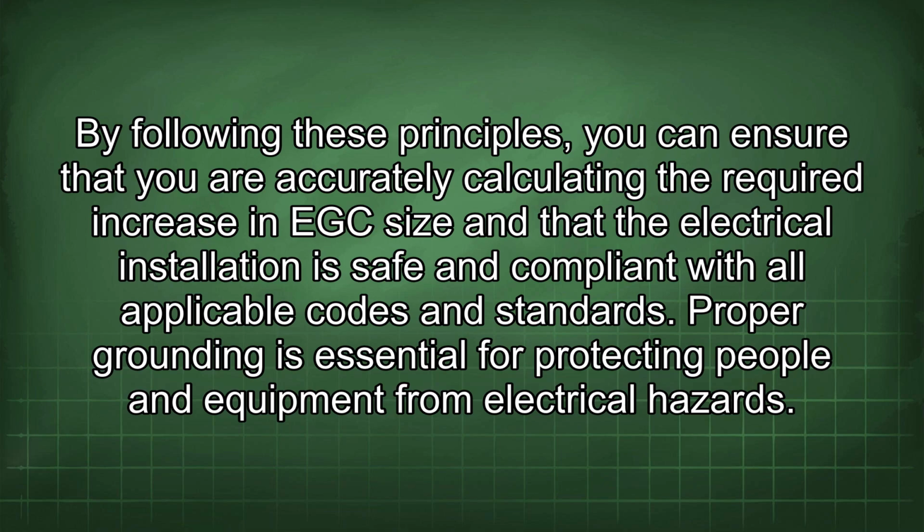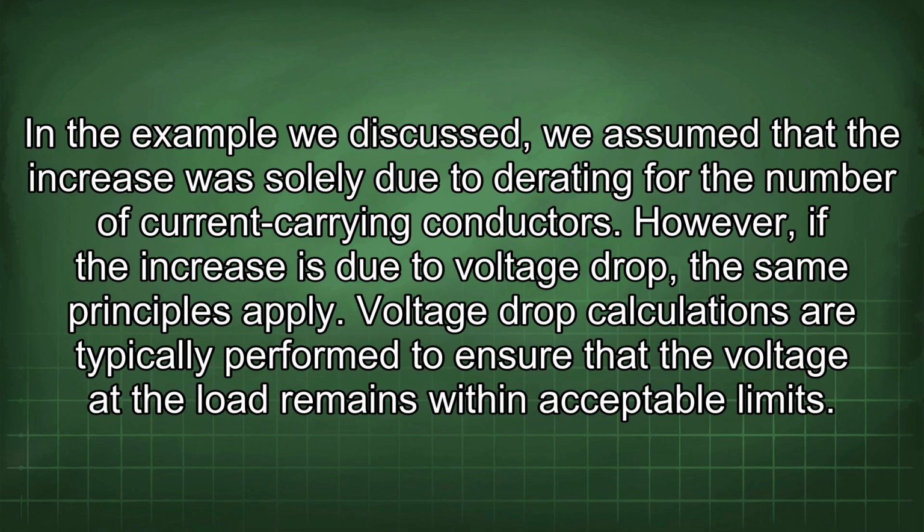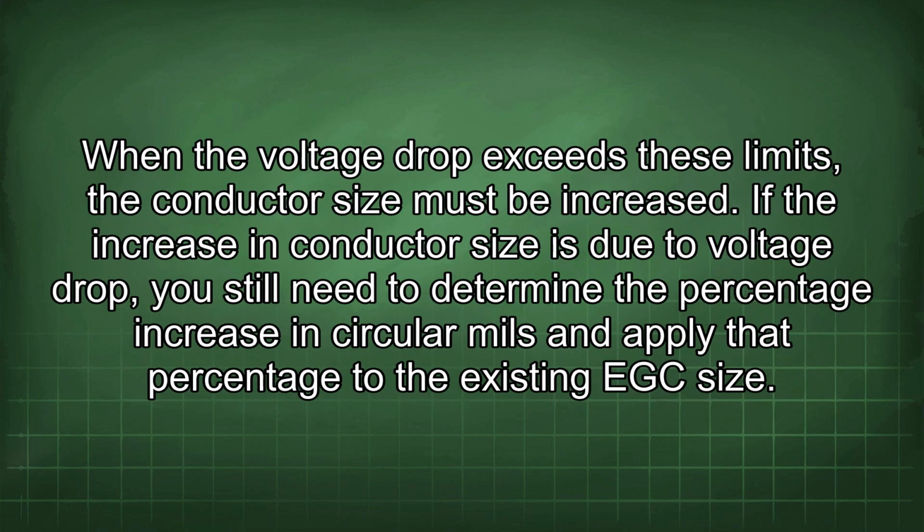Proper grounding is essential for protecting people and equipment from electrical hazards. In the example we discussed, we assumed that the increase was solely due to derating for the number of current-carrying conductors. However, if the increase is due to voltage drop, the same principles apply. Voltage drop calculations are typically performed to ensure that the voltage at the load remains within acceptable limits. When the voltage drop exceeds these limits, the conductor size must be increased.